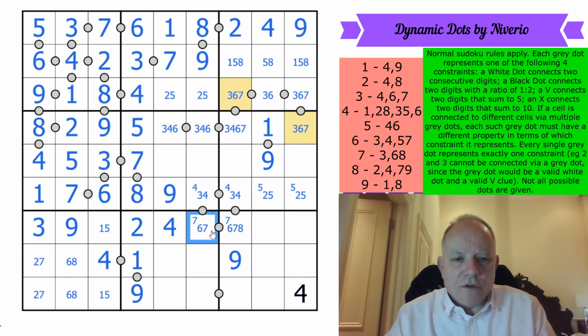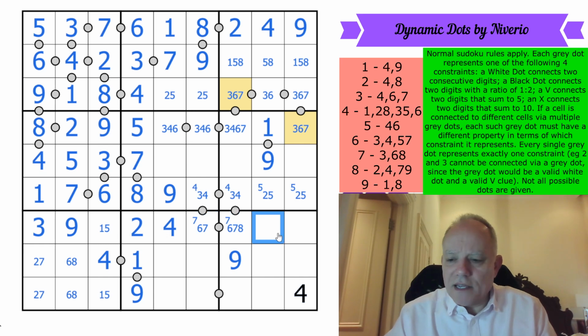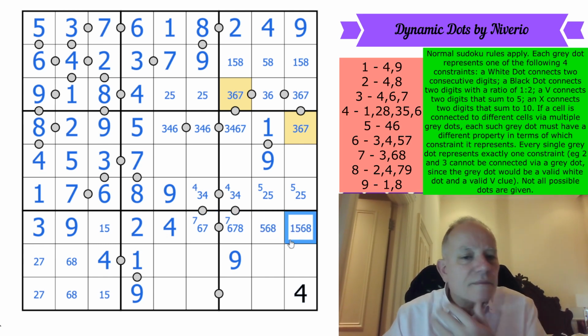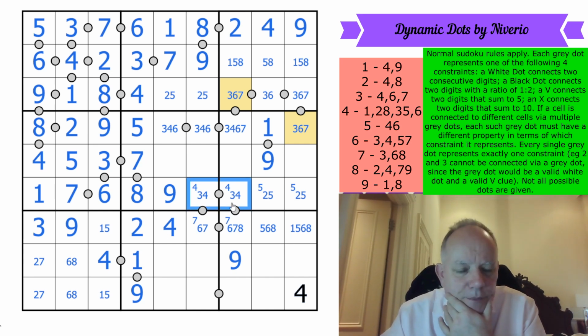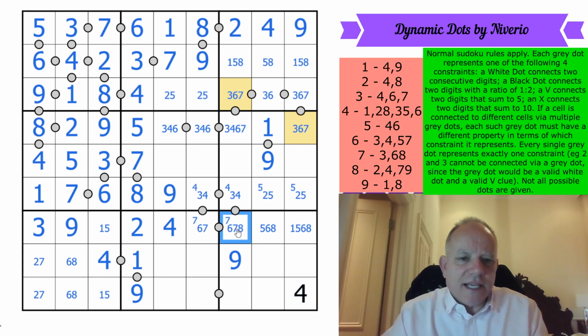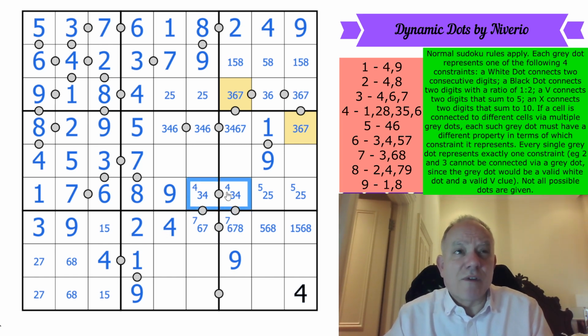3, 9, 2, 4. There's a 7 here. That is 5, 6, or 8. This is 1, 5, 6, or 8. Maybe I can do more here. If that was an 8, 7, 4, 3, actually I think that works. And if this is a 6, 7 pair, that can be a 3, 4 pair, and I think that works too, so I can't do more there.